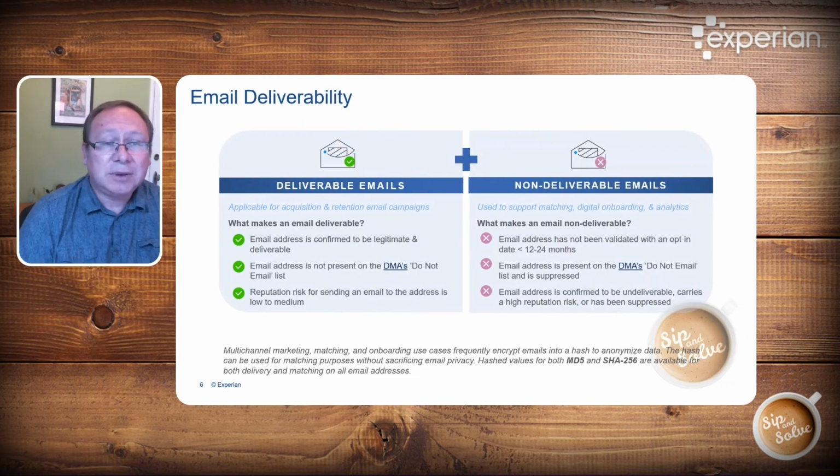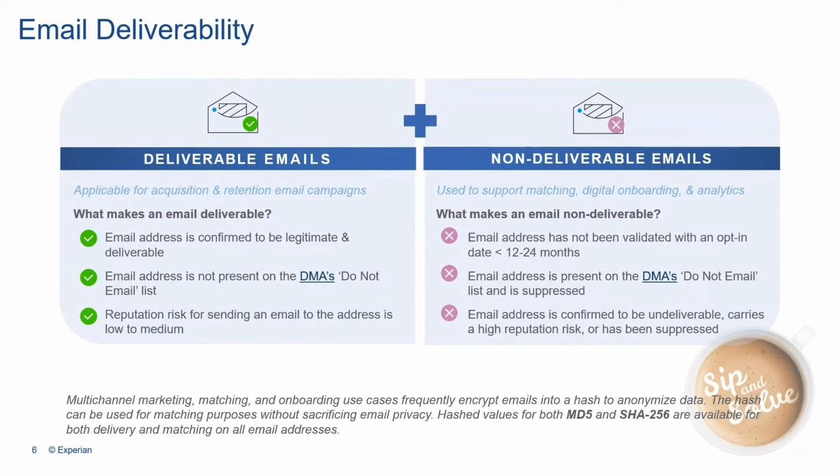Now, when we think about email deliverability, there's basically two types of classes here. There's deliverable emails, and simply put, it's that these emails are actually getting to the inbox of the target audience. And then the non-deliverable emails. Now, deliverable emails have the value that they'll get to the inbox, and it's great for acquisition and retention campaigns. But it's also important to note that non-deliverable emails are also important. You can use those for digital onboarding, for analytics, for matching. So they're still an important piece of data to consider when you're putting together your campaigns.